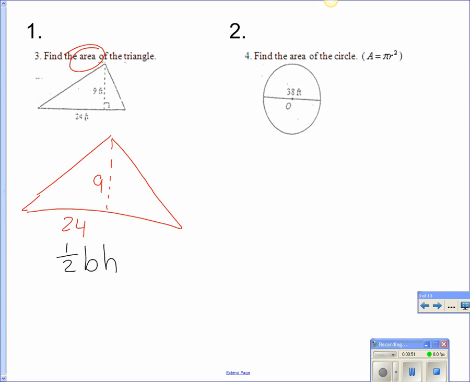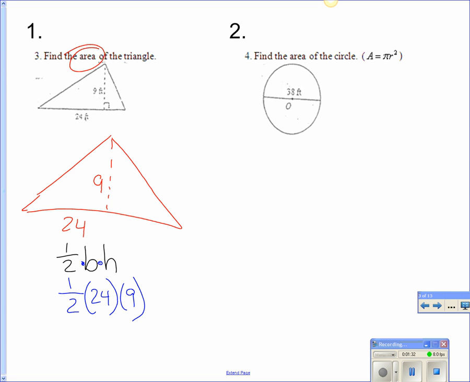So y'all are going to need to write some stuff down, figure out what would be beneficial for you to write down. 1/2 base times height. The B stands for base, which is the bottom of something. So in this particular case, what's the bottom? 24. So 1/2. And this means times in math when they're all together. So 1/2 times 24 times 9. Okay?